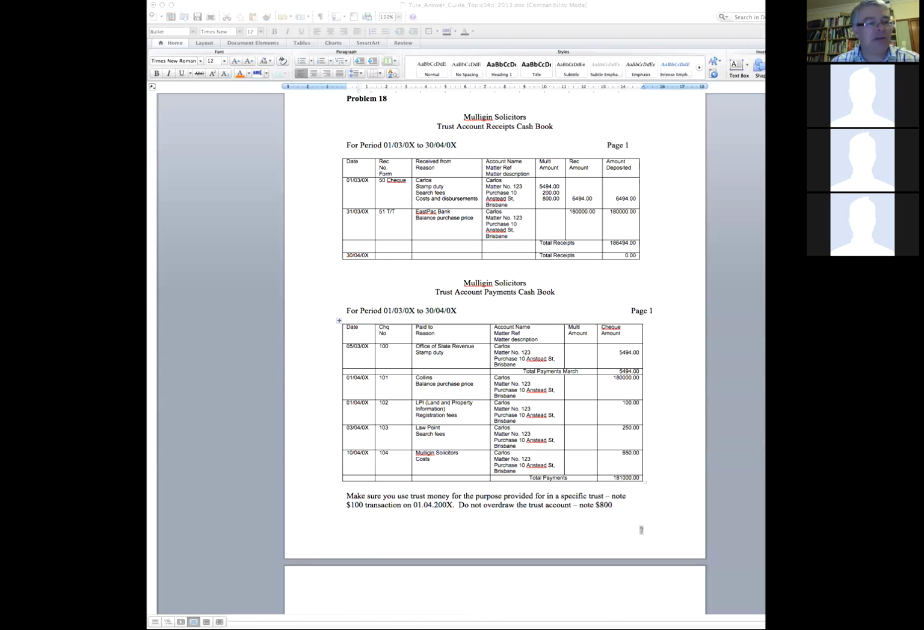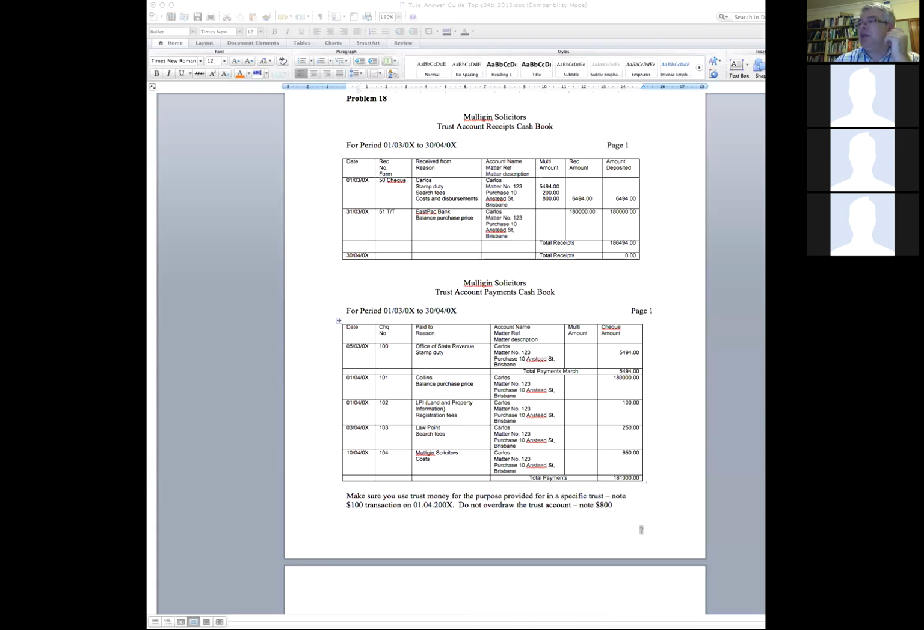This time it's a telegraphic transfer, so you just need to write the words TT, meaning telegraphic transfer. It's received from Eastpac Bank. The reason, it's the balance of purchase price, account name Carlos, matter number 123, matter description is the purchase of this property. The amount received is $180,000. That's then deposited. That then gives you the total receipts for March of $186,494. Okay, so that is basically what's happening with these various transactions.